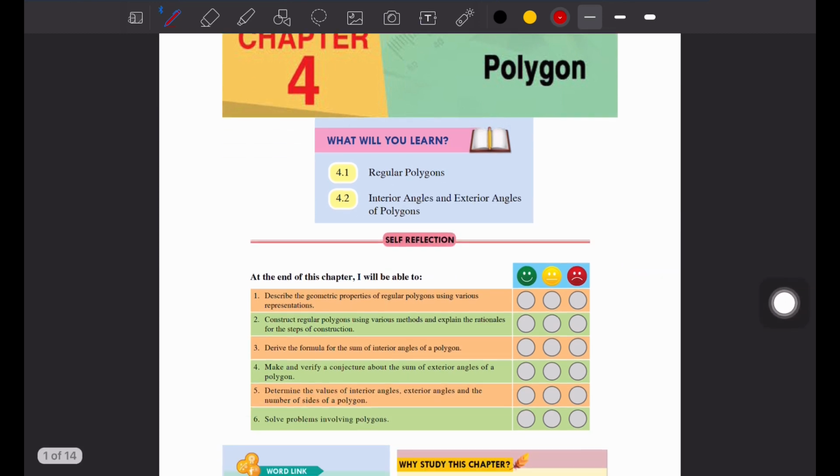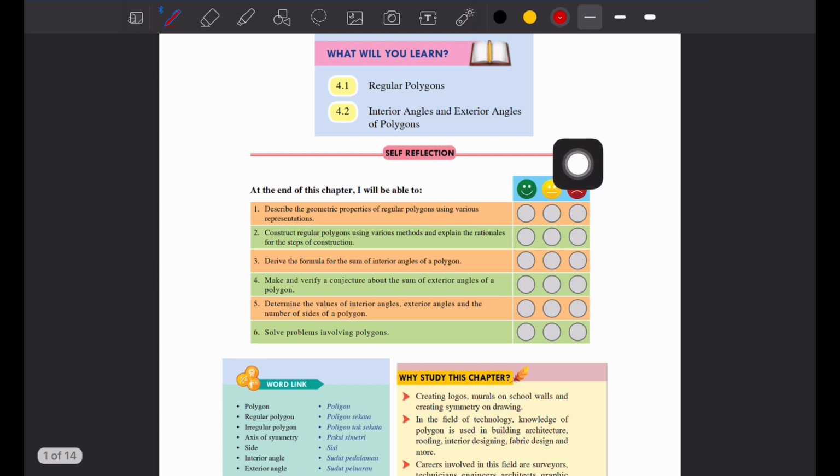For the self-reflection section, you can look over here later after we finish our chapter. You can look at which one is your green, yellow and red, the traffic light over here.